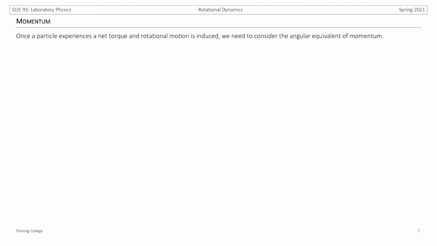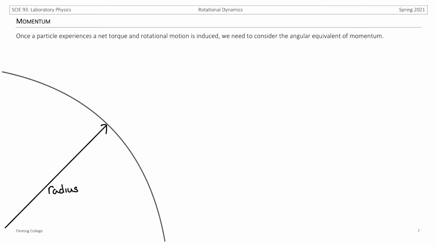Once a particle experiences a net torque and a rotational motion is induced, we need to consider the angular equivalent of momentum. We simply call it angular momentum. For this, we need to consider a circular path of motion that has a fixed radius in which a mass travels at a given velocity. With this information, then we can calculate angular momentum, L, as the mass multiplied by the velocity multiplied by the radius. But this equation wouldn't apply to the situation as drawn, as it's for counterclockwise motion.